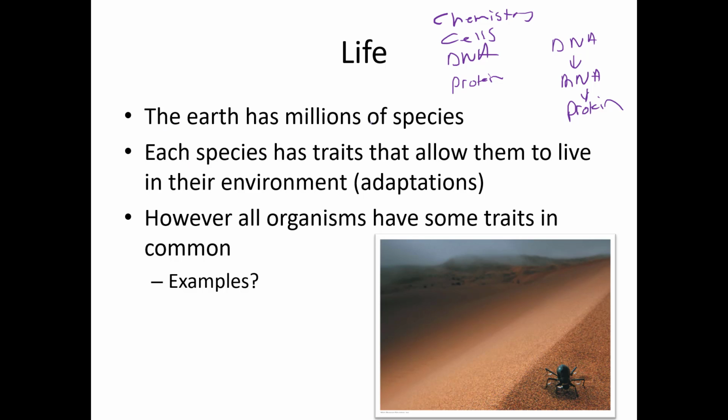So the Earth has millions of species. We'll talk about what that means later in the course. Each species has traits that allow them to survive in their particular environment. We call those adaptations. Adaptations are those unique traits that different species have. Like this beetle right here has the ability to collect water droplets on its legs to survive in the desert. Not all beetles can do that.